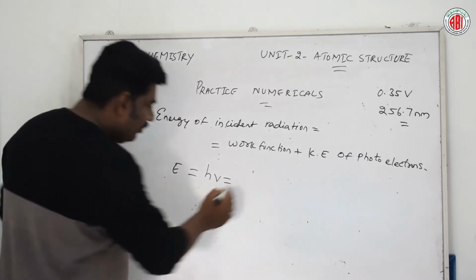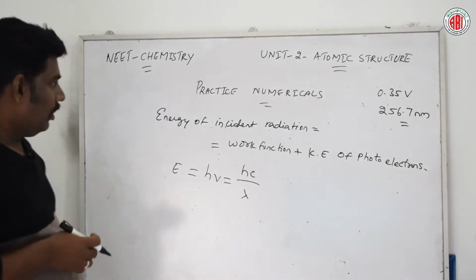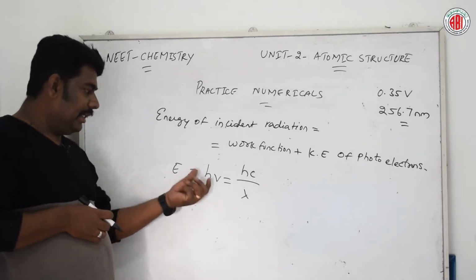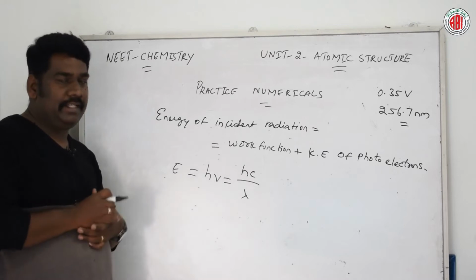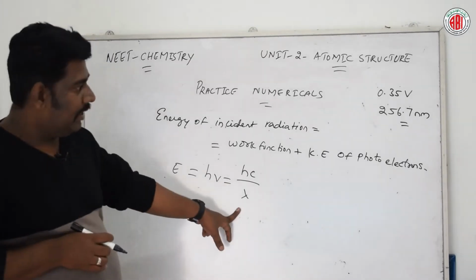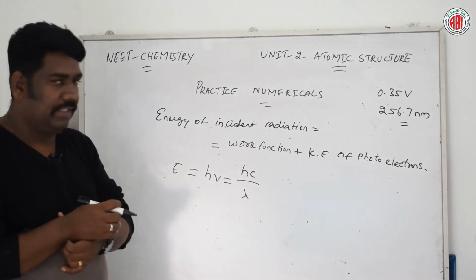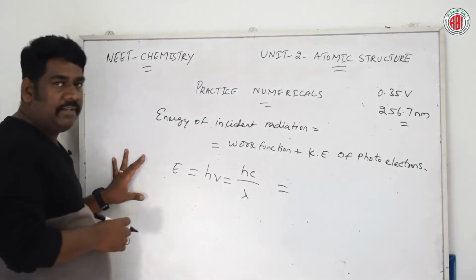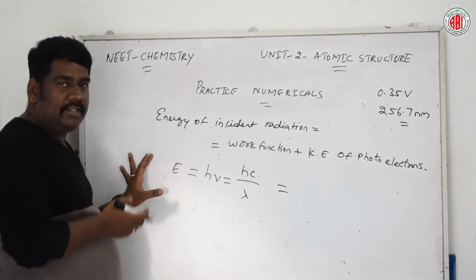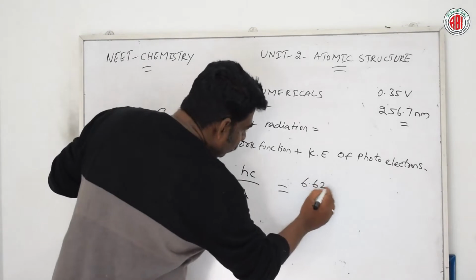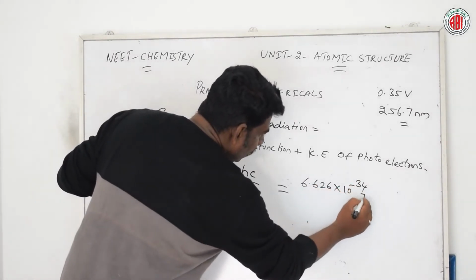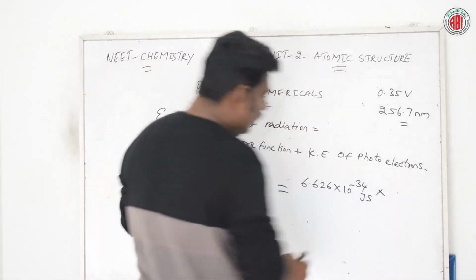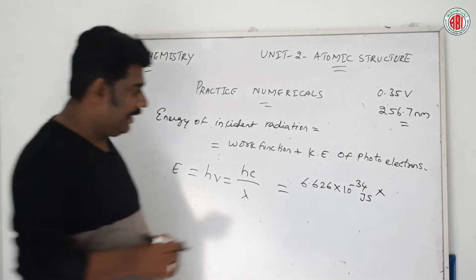hν is equal to, as we already know, hc by lambda. So energy E is equal to h into ν, and h into ν is equal to hc by lambda. Applying this formula we can find the work function. Here h stands for Planck's constant, whose value is 6.626 into 10 to the power of minus 34 joule second, into c, which is the speed of light.